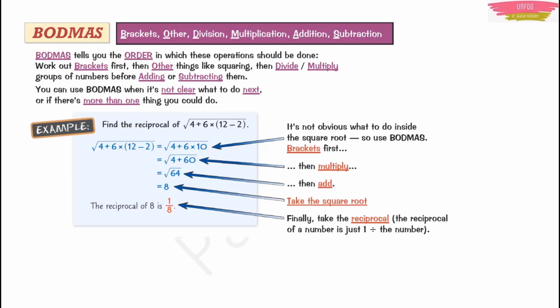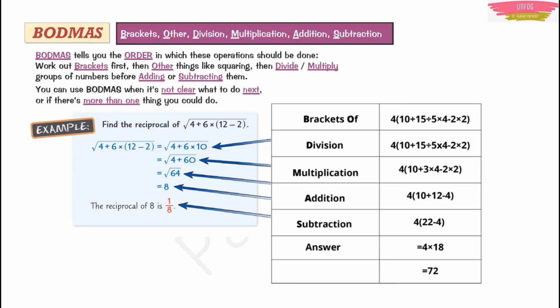60 plus 4, 64. Then no subtraction is there, right? If subtraction was there, we would have done subtraction here. Then again, square root. Just remove the square root and that will be your answer, 8. Now you have to find the reciprocal, right? So the reciprocal will be 1 upon 8. Okay. Another example I will give.